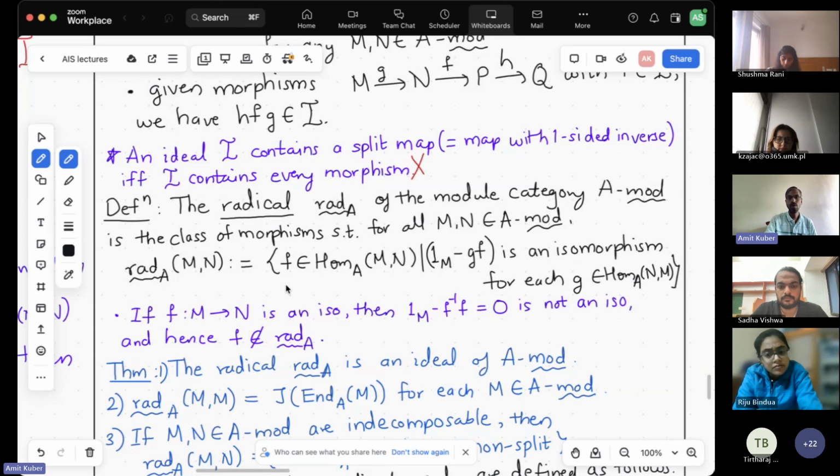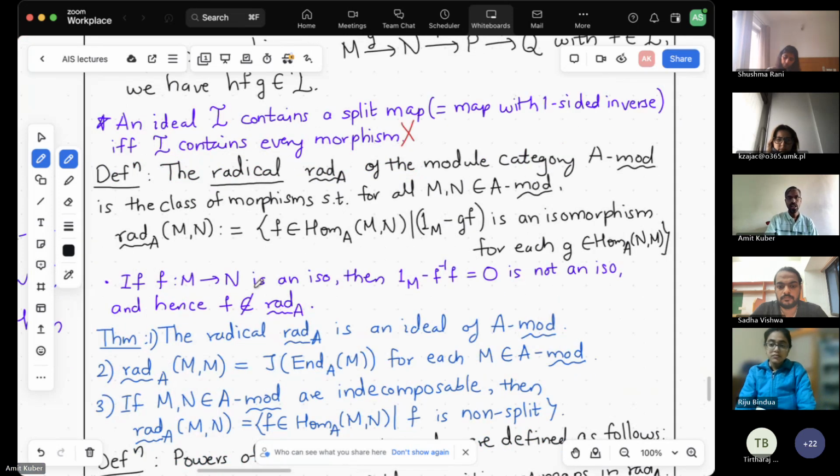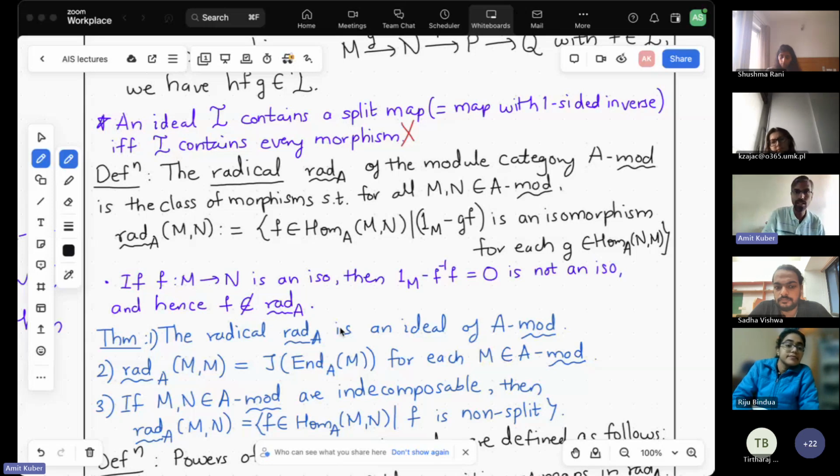And we saw that the radical cannot contain any isomorphism, because 1 minus F inverse F is equal to 0, and 0 is never an isomorphism unless both the objects are 0 themselves. In that case, 0 is equal to the identity of 0, and then, yes, Irfan?